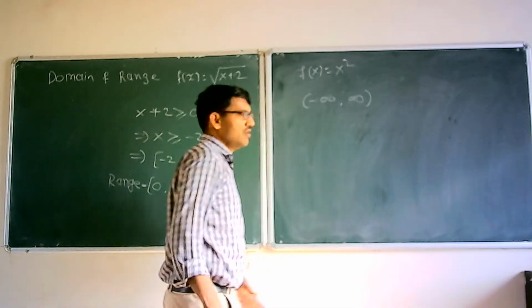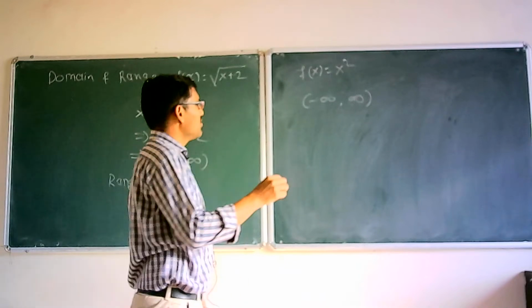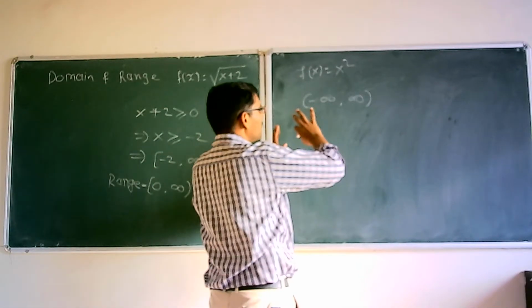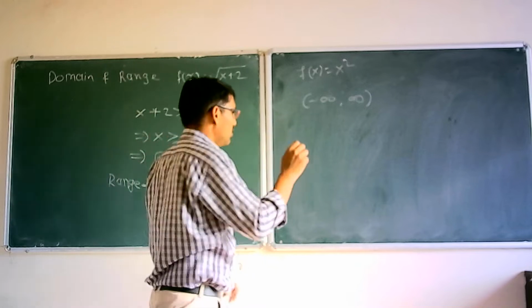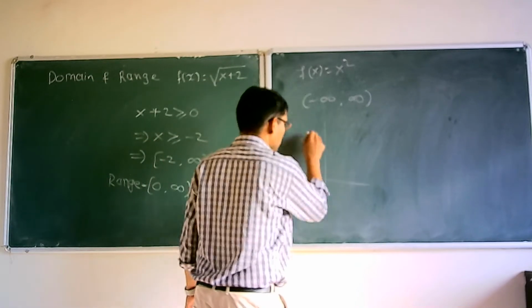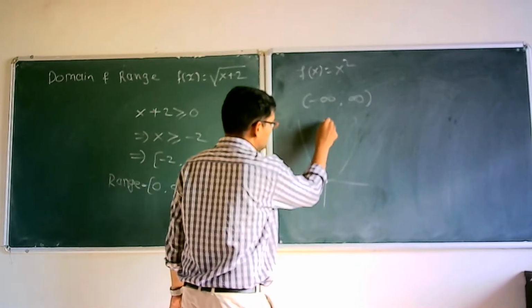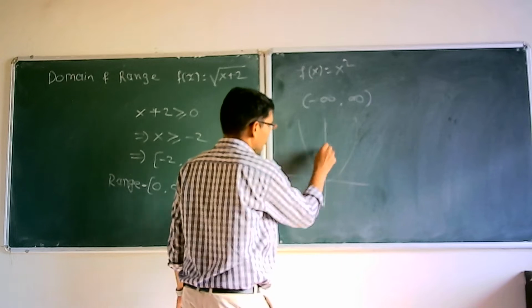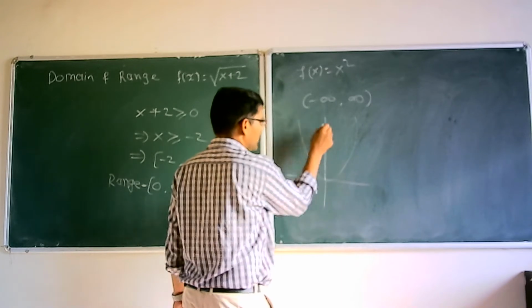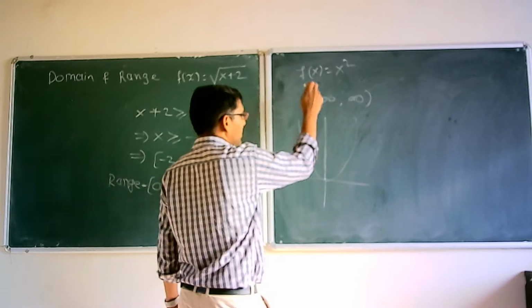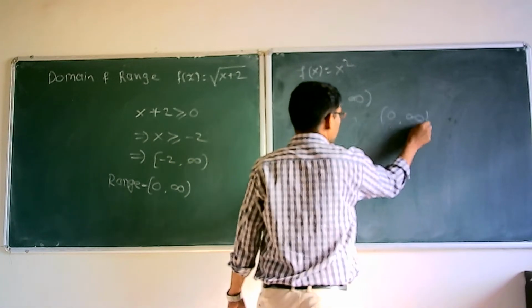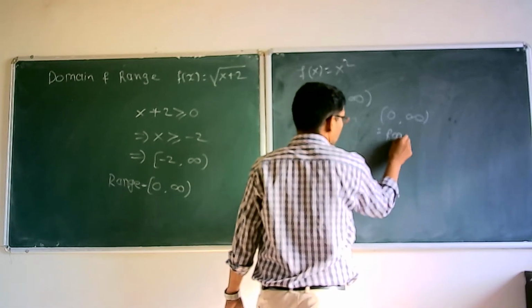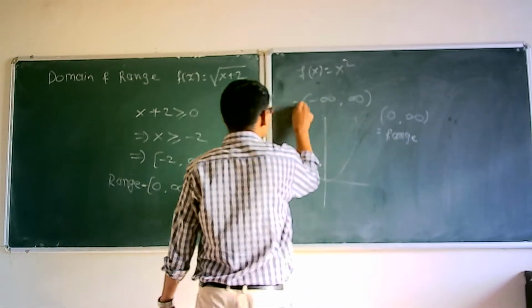It is all real numbers, the whole real number line. And what is its range? All these numbers, negative numbers and positive numbers, are mapping to positive real numbers. So this is the range. The range is 0 to infinity. If you draw this diagram, you will get the range as 0 to infinity. So this is the range, and this is the domain.